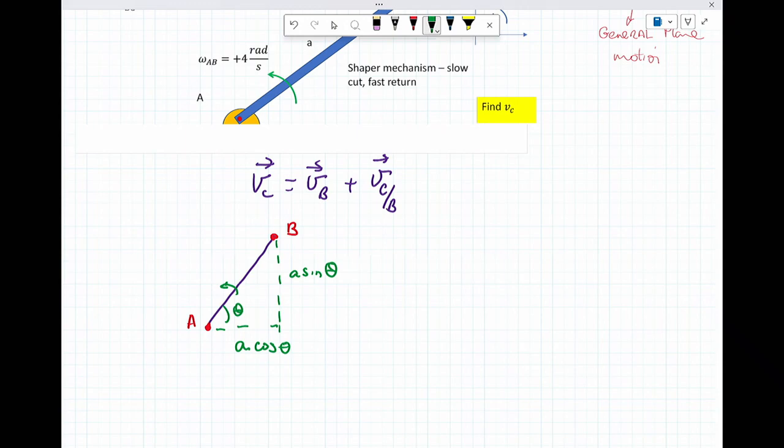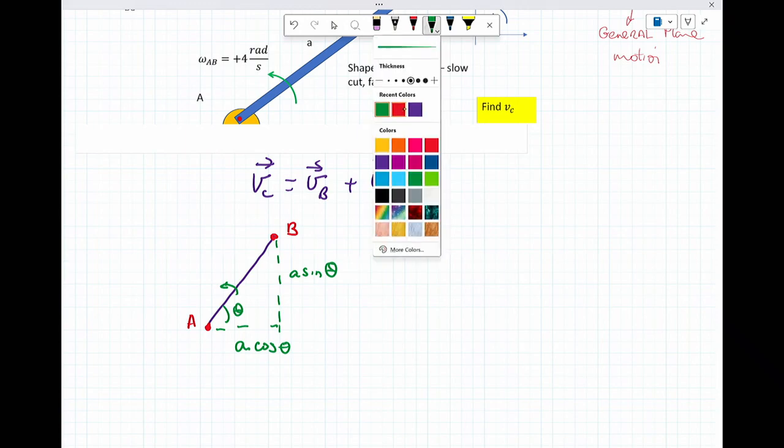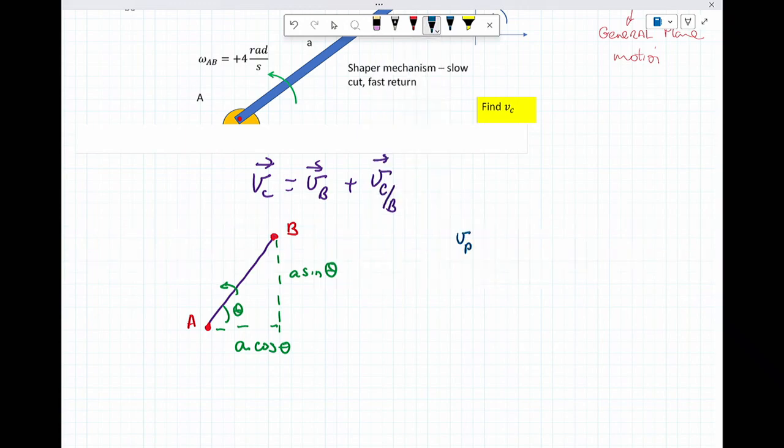So if I'm looking at point A or point B, I can create a triangle right away, which is A cos theta, A sine theta. And if I do that, I can say that velocity of B equals velocity of A plus velocity of B with respect to A. Okay, so that's all there. Good. One thing I know right away, because this is fixed point rotation, it's rotating about point A: point A has 0 velocity.